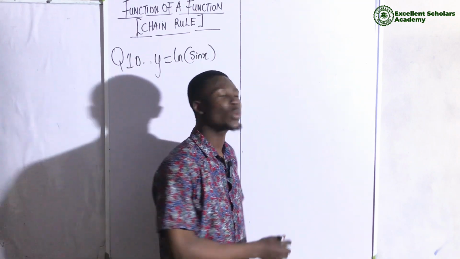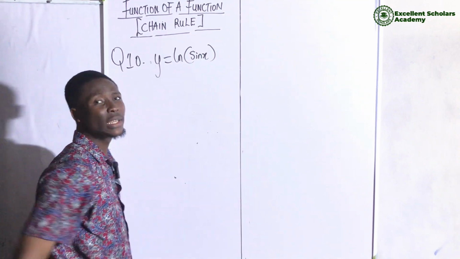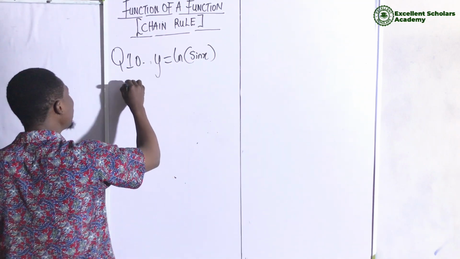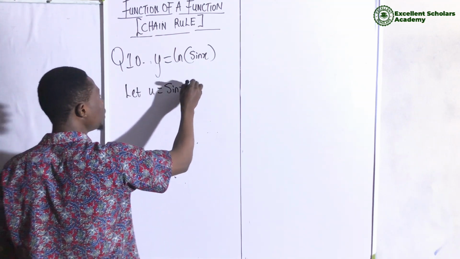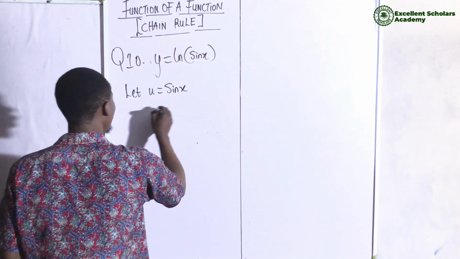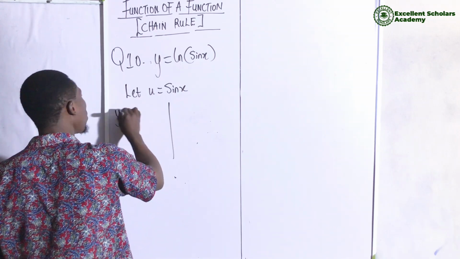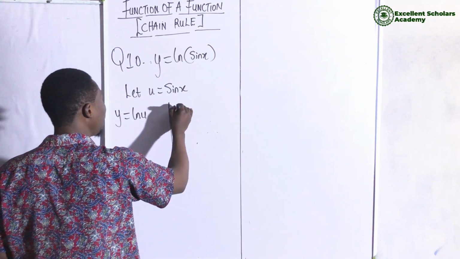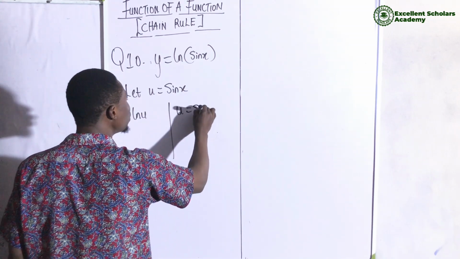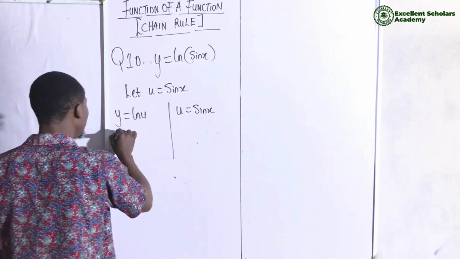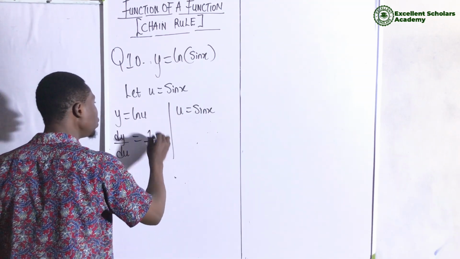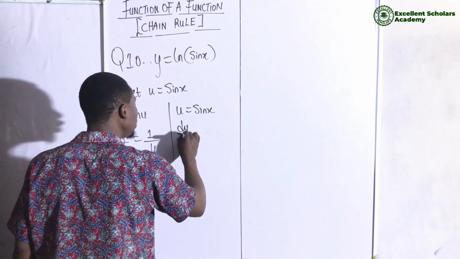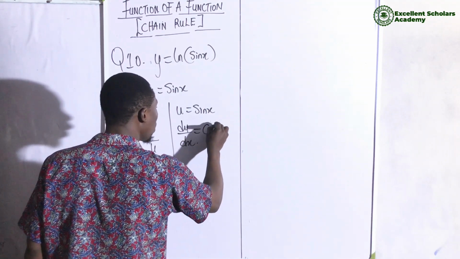Okay, so this is the next question we're going to solve. y equals ln sine x. Now, you say let u be equal to sine x. Okay, so now you have it that y is equal to ln u, and then you have it that u is equal to sine x. Now differentiate this, that's dy/du is going to be equal to 1 over u. Now differentiate this, that's du/dx is going to be equal to cos x.